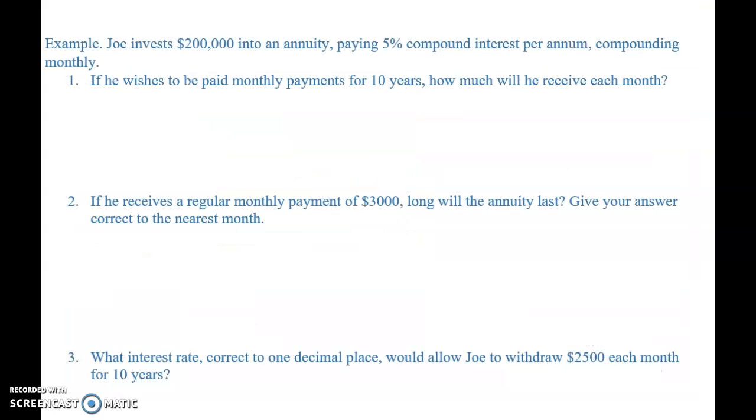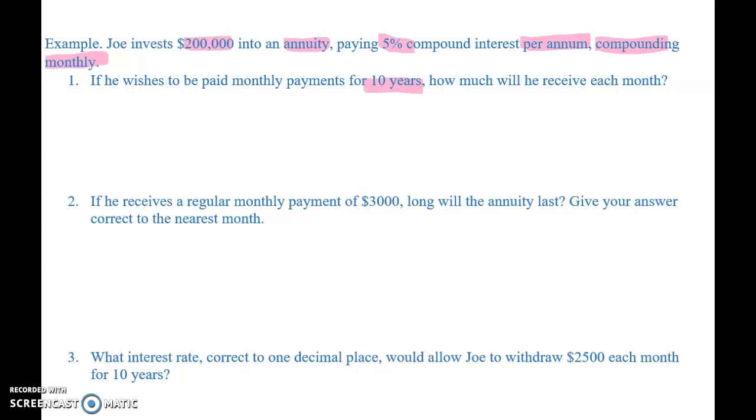All right, so Joe, he's found another $200,000, lucky Joe. He's going to invest it into an annuity, which pays 5% compound per annum, and it compounds monthly. Okay, so $200,000 into an annuity. The question's telling us it's an annuity. He's getting paid 5% compound interest per annum, compounding monthly. If he wishes to be paid monthly payments for 10 years, how much will he receive each month?